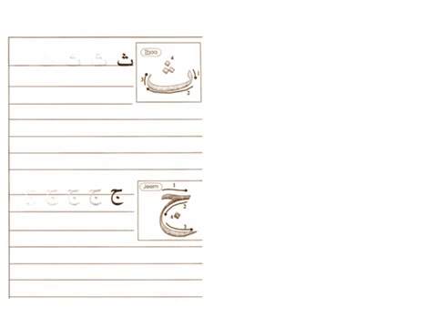Now turn to page 6. On page 6, we're going to write the letters tha and jeem. Let's begin with the letter tha. Tha sounds like the TH sound in English. It's easy to write. It looks just like ba and ta that we saw previously.